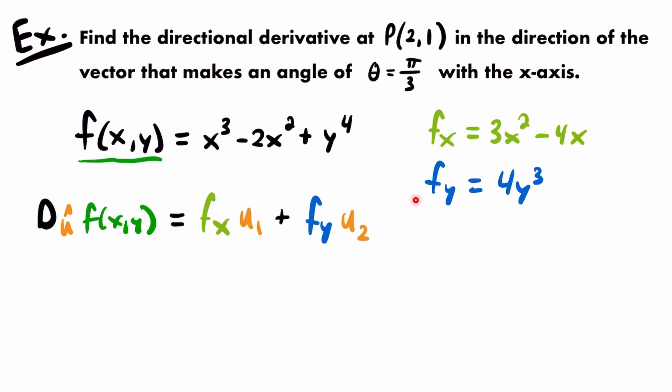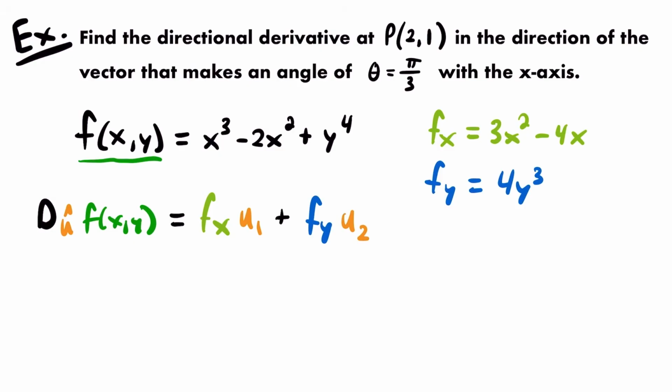Okay, so those are the partial derivatives that we needed here, but now we also need the x and y components of the unit vector. But we were not given a unit vector here, were we? Instead, we were just told that we want to find the directional derivative at this point in the direction of the vector that makes an angle of theta equals pi divided by 3 with the x-axis. And so even though we're not given the specific unit vector, we are given an angle that is made with the x-axis that we can use to set up the unit vector we need.